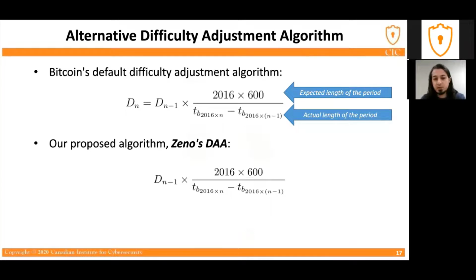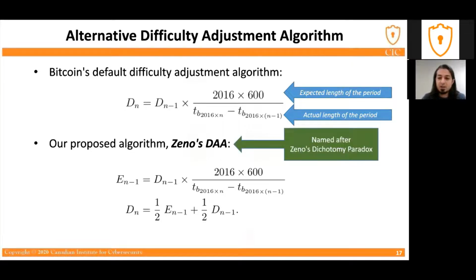But in our first proposed method, we call it Zeno's. I will tell you why. We have again this formula, but we call this E_{n-1}, which is the expected difficulty of the previous period. And to get the difficulty of the next period, we add half of the expected one with half of the actual difficulty of the previous period, which is used in the network. Because we do this half by half, it's similar to Zeno's dichotomy paradox, in which you go to the halfway point to your goal in every step. This is what we are doing here. We are going halfway to our goal, not going all the way to our goal, which is the end here.